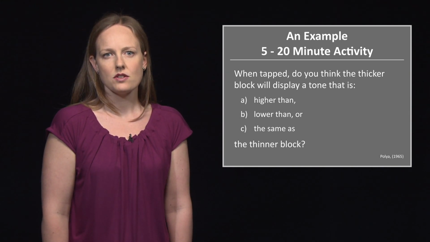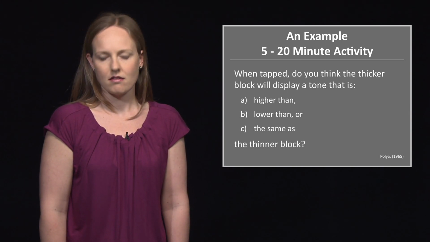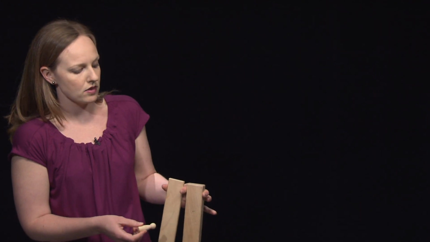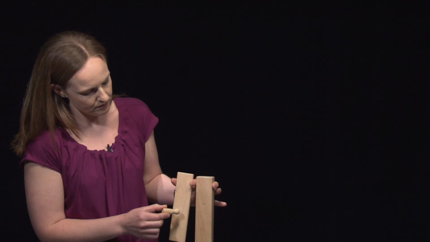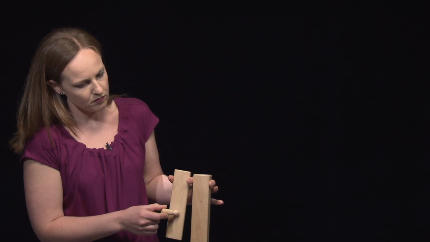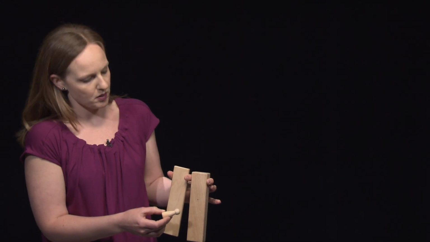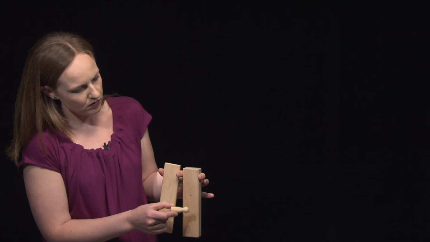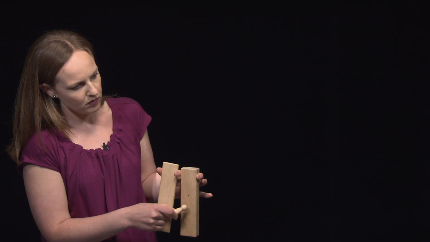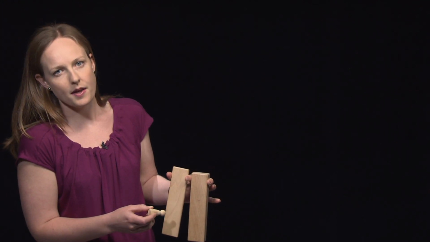Now let's find out the answer to the question that I posed at the beginning. To remind you, I have 2 blocks that are the same length and width. They only vary in their thickness. And when tapped, the thin block has a particular tone. Let's tap the thin block now. Okay, now listen carefully while I tap the thick block. And again, we'll do both of them.